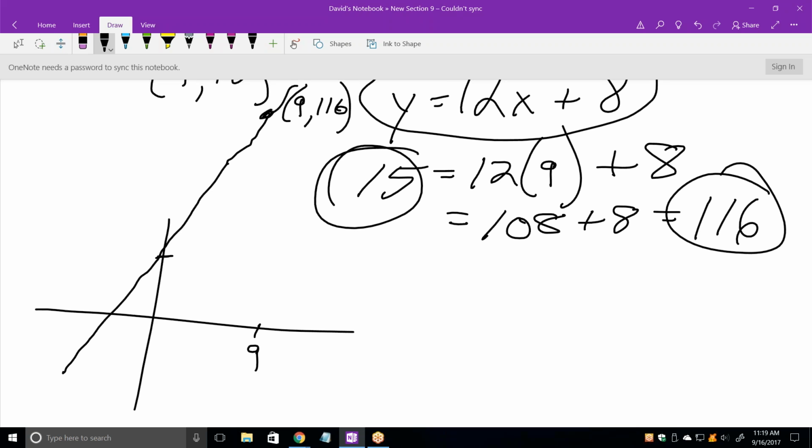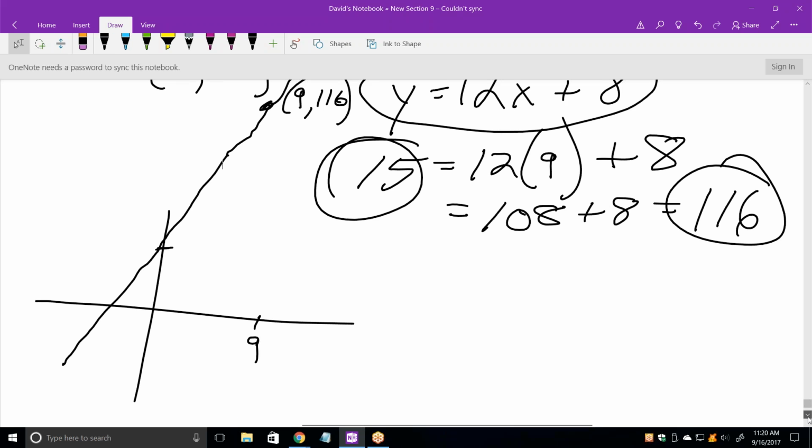But that's basically what they're saying. They're giving you an equation that is the equation of a line, and they're saying, is that point on that line? Because every point on that line has to satisfy that equation. Okay, that makes sense.